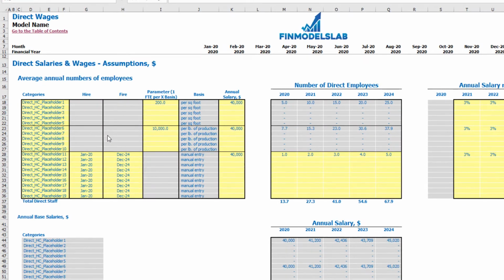On the direct wages tab, you may input your direct wages assumptions. You have up to 19 categories broken down by 3 sections. Let me show you how it works. So the first 5 direct headcounts you can adjust as a parameter, meaning 1 FTE per basis, and the basis in this case is per square foot. And this can be 1 FTE per 200 square foot, or it can be 1 FTE per 150 square foot for type number 2. And depending on the acreage, you will have the calculation of direct employees here.